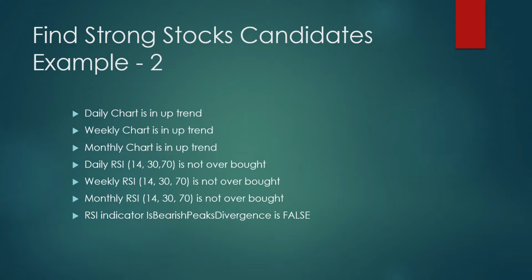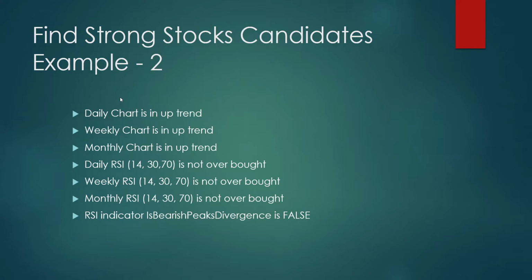So, find strong stock candidates, example 2. We have a list of criteria here in this example. In order to find strong candidates, we are looking for stocks that are currently in an uptrend. So in the first one, we want to find all the stocks whose daily chart is in the uptrend, the weekly chart is also in the uptrend, and the monthly chart is also in the uptrend. With the three of them combined, we think those candidates must be strong candidates.